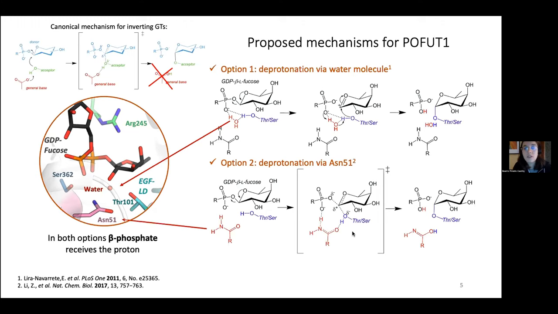And we also have to say that in both mechanisms, the final recipient of the proton would be the oxygen in the beta phosphate from the donor, from the GDP.